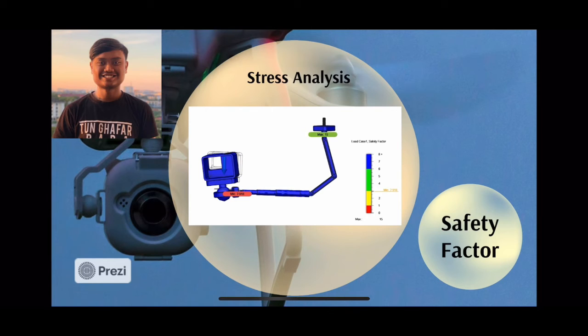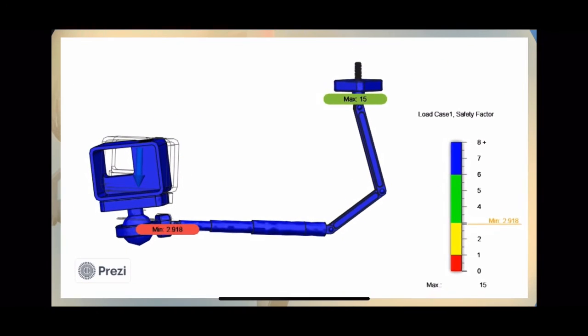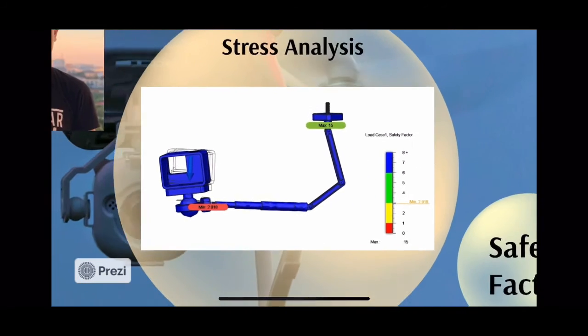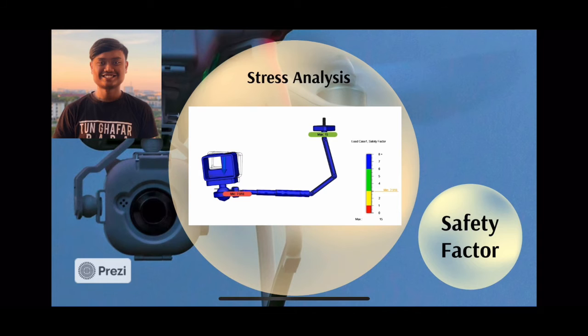Today, I want to present the stress analysis for the holder. From the analysis, we use a 10 Newton load placed on top of the 360 ball connector. As you can see, the load has bent the component and produced a minimum safety factor of 2.918. We use a 10 Newton load because the average weight of a GoPro is about 74 grams to 118 grams. So, by using the 10 Newton load, the holder can hold an object weighing up to 10 kg.